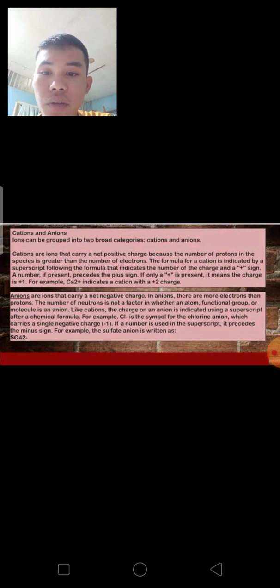after the chemical formula. For example, Cl minus is the symbol for the chlorine anion, which carries a single negative charge of 1. If a number is used in the superscript, it precedes the minus sign. For example, the sulfate anion is written as SO4 2 minus.